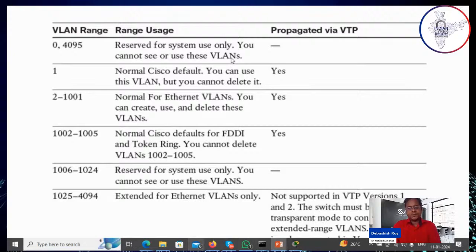Normally, we do not see extended VLANs in the simulators or generally in routers, as they do not always support them. And it is not supported in VTP version 1 and 2, as we know that we have VTP version 3 also. There it is supported, but VTP transparent mode should be enabled to configure extended range VLANs. So it is a special range of VLANs that is definitely not used so much.